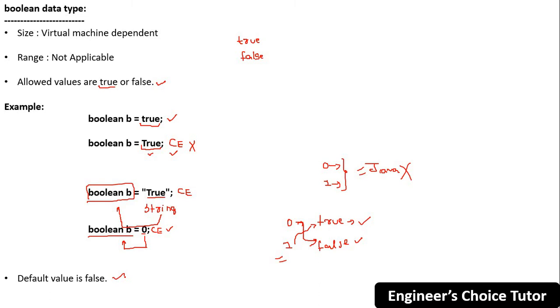Now next point, char data type. So char is what? Character data type. What is the size? 2 bytes. And what is the range? Range is from 0 to 65,535. You should ask one thing: in languages like C and C++, the char size is 1 byte. What is the need of 2 bytes in Java?